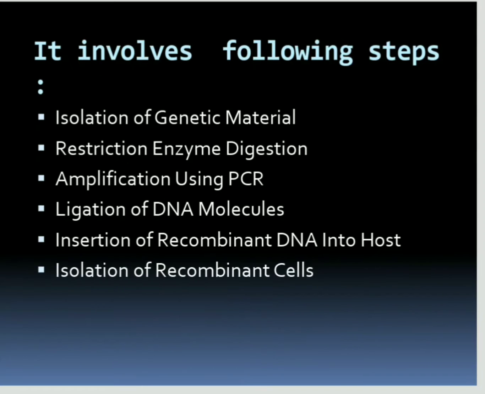Let us see those. First, isolation of the genetic material and restriction enzyme digestion, amplification using PCR, ligation of DNA molecule, insertion of the recombinant DNA into the host, and isolation of the recombinant cells. So one by one, let us see the steps. Isolation of genetic material, the first one.